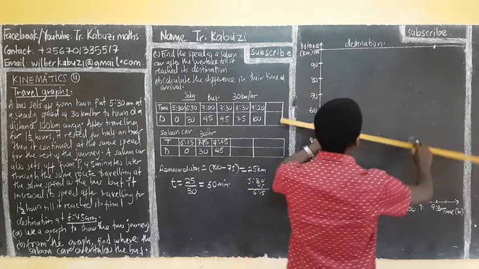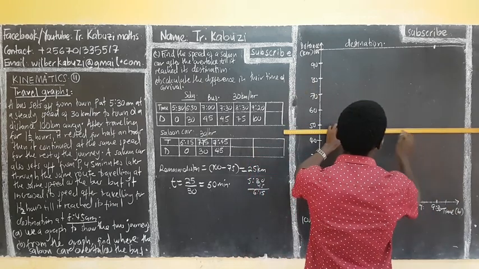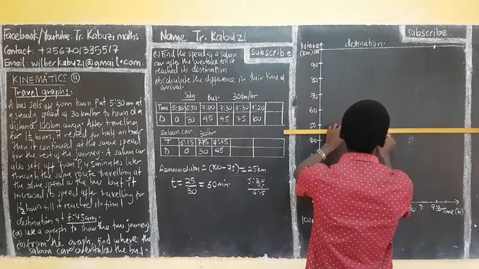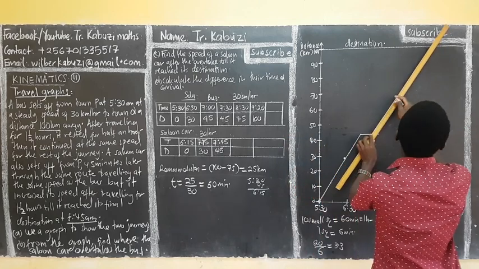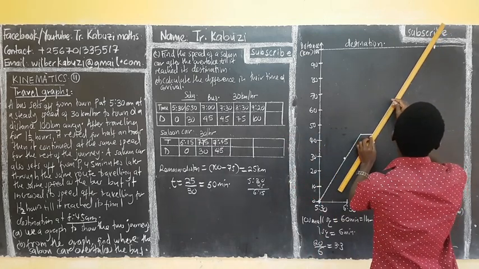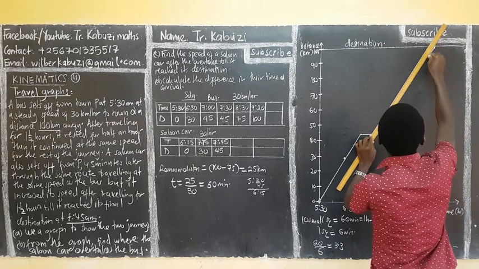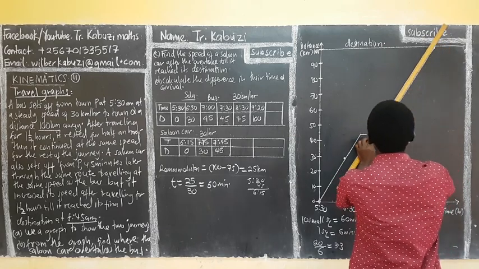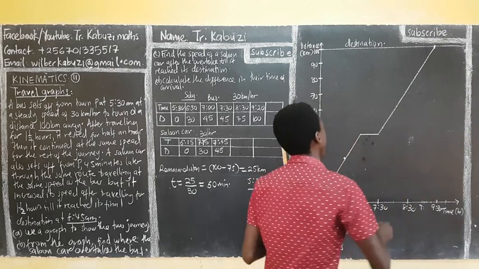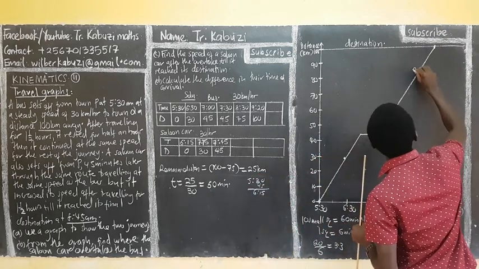Then here the car was resting. It was resting from there. Then from there up to when it reaches its destination there. From here, I join like that. So this shows that this is my bus.